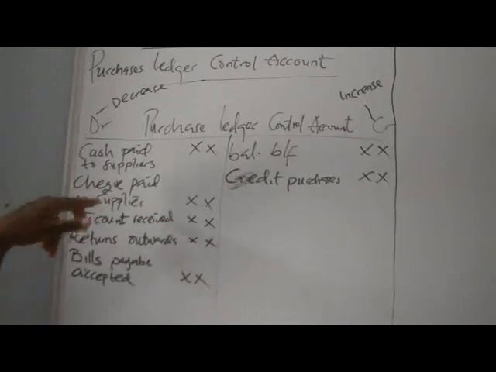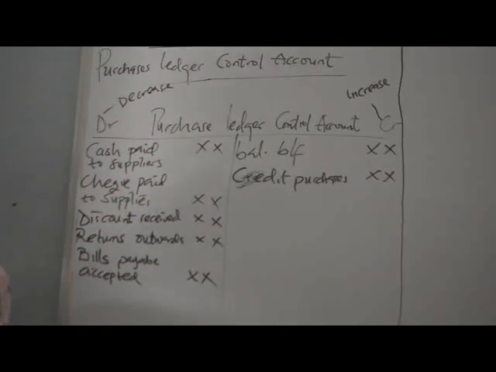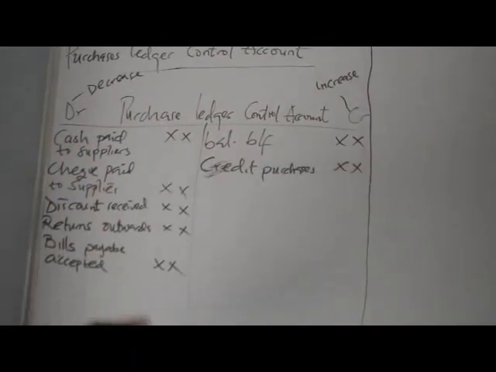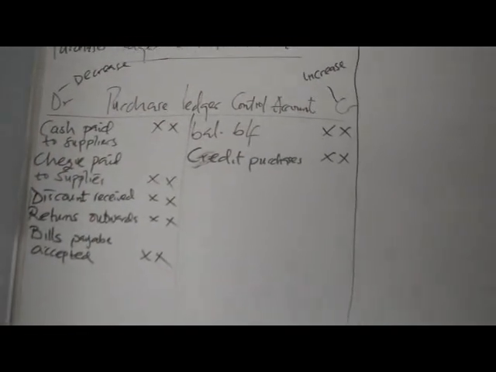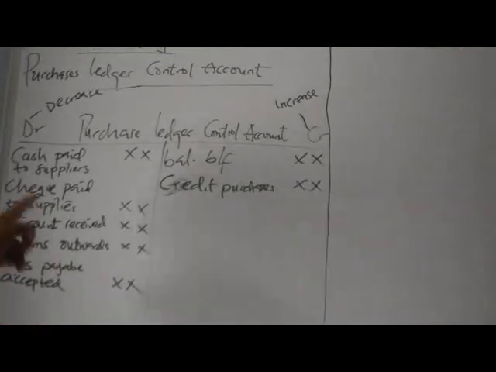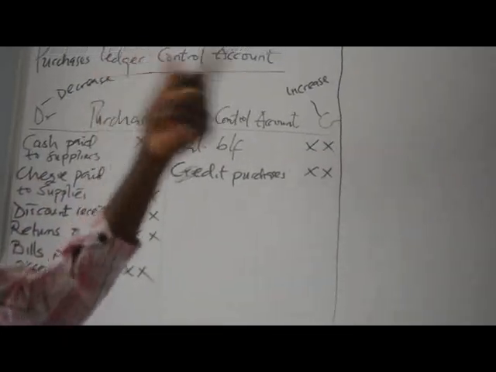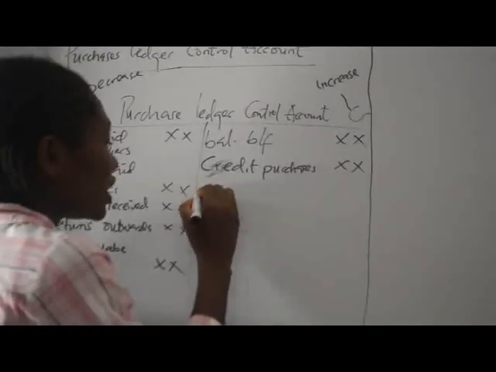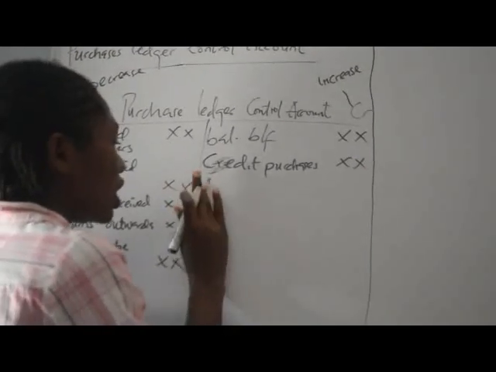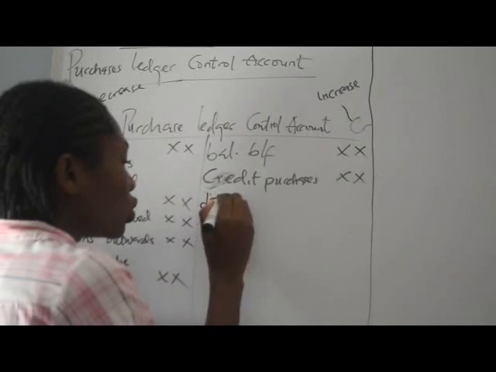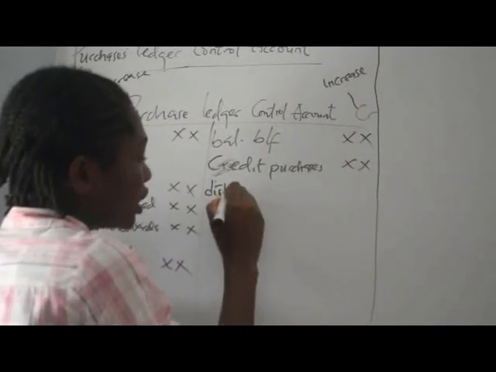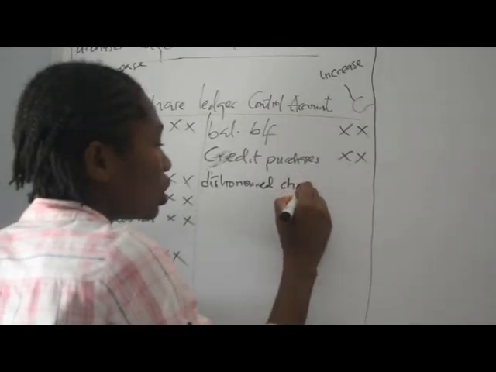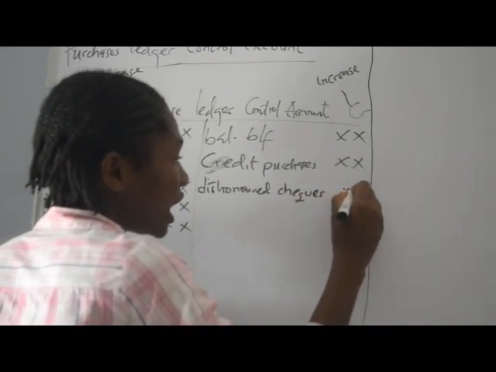As you can see, we have checks paid to suppliers. We have entered in our book that we gave a check to our supplier, so we have debited our account. Then when our check was dishonored, that means the amount we thought had been reduced is coming back. So a dishonored check will be increasing the amount owed to our suppliers.